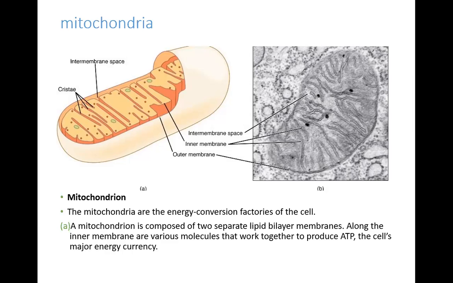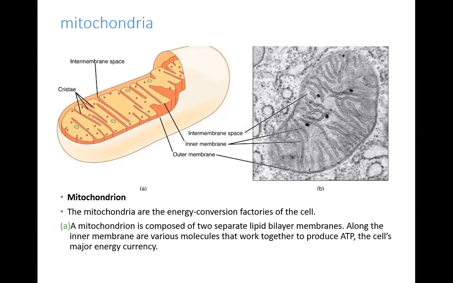So all they're doing is taking the potential energy in a glucose molecule, a molecule of sugar, and releasing that energy by breaking down the glucose, by oxidizing the sugar, and capturing some of it in ATP. So it's an energy conversion center. You're taking potential energy from sugar and burning it, and then capturing some of that again as potential energy in the ATP.